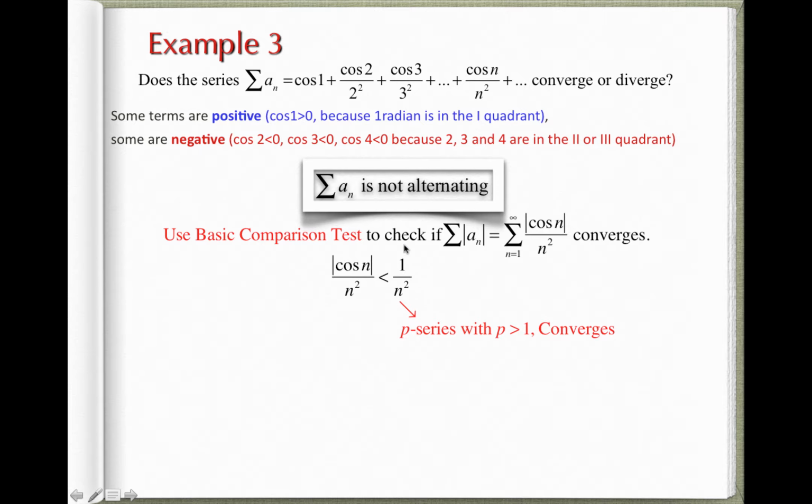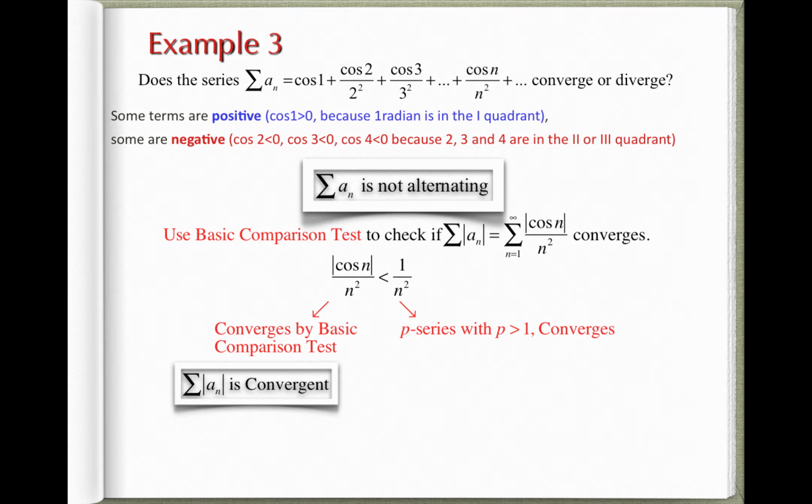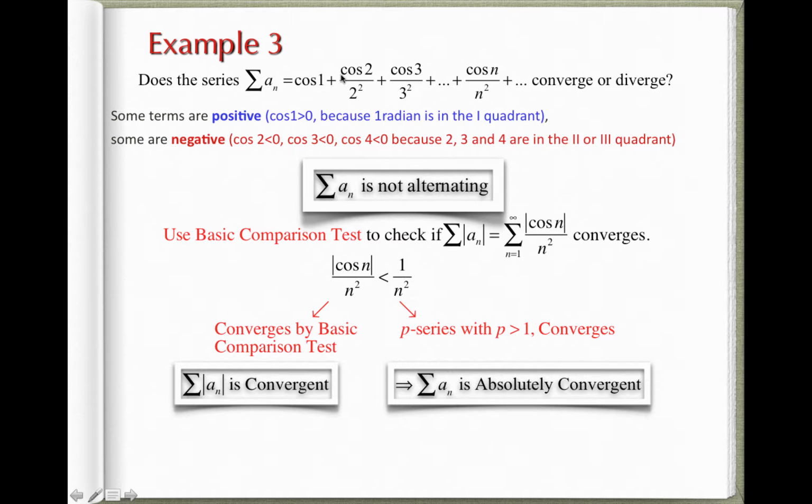Well, this is a p-series with p greater than 1, so therefore it has to converge. And being that the bigger series converges, it requires the smaller one to simultaneously converge. So basic comparison test and direct comparison test are synonyms for each other. And so what we have here is that the absolute value is convergent, and so we would say that this particular series, I'll define this in a moment, is absolutely convergent.